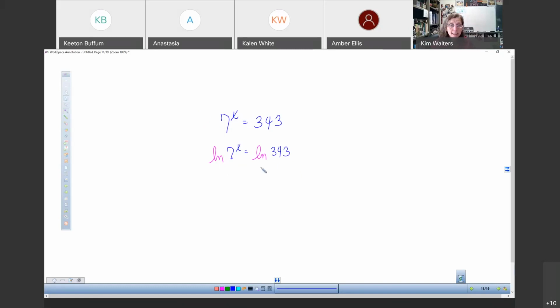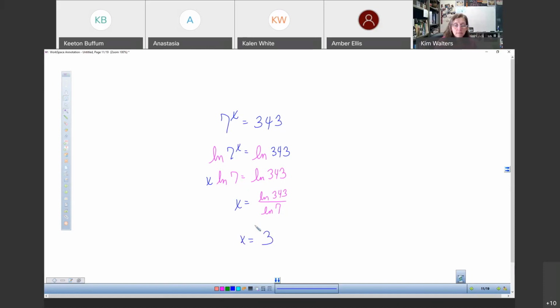Now, based on what we just did, my x comes down in front, and so I have x times the natural log of 7 is equal to the natural log of 343. That means that x is going to be equal to the natural log of 343 divided by the natural log of 7. You plug this into your calculator. I will verify it for you. You're going to get 3. Yep, straight up 3.